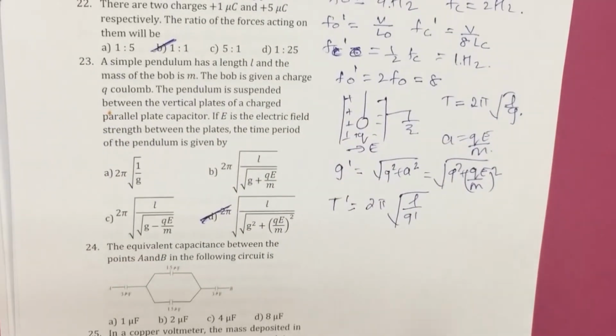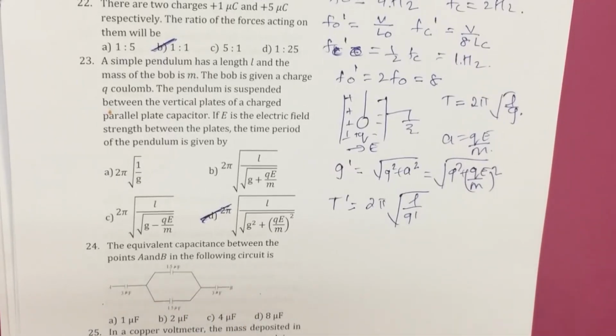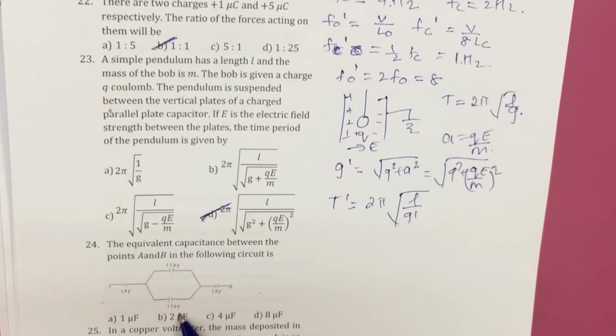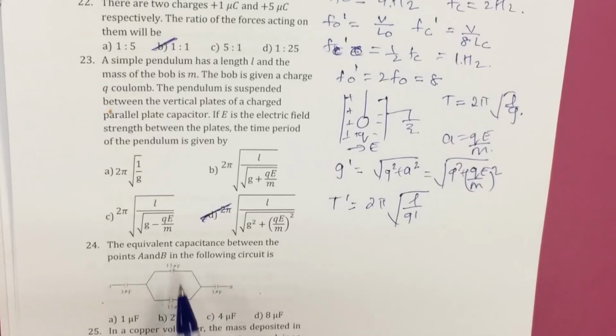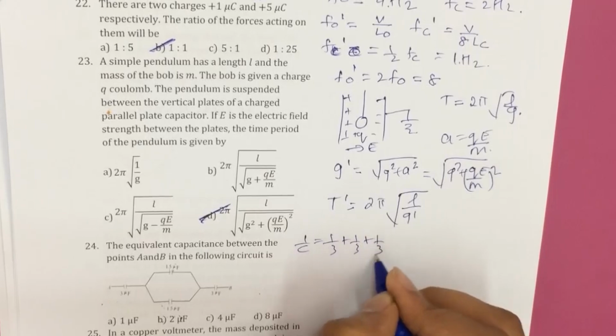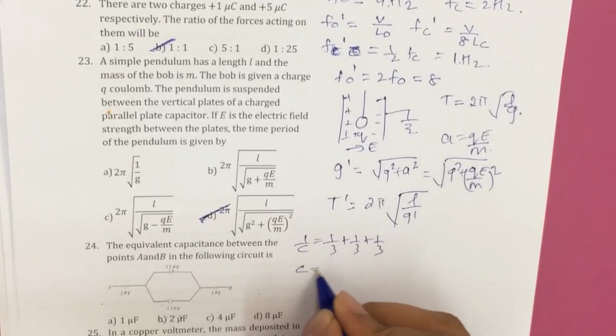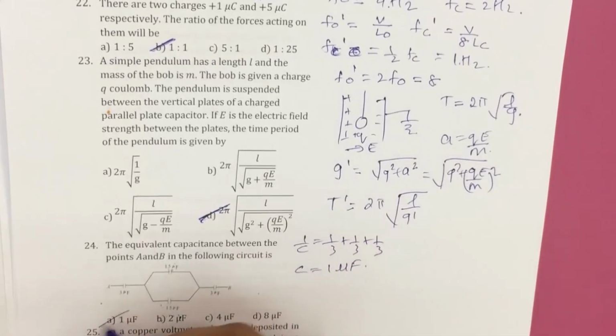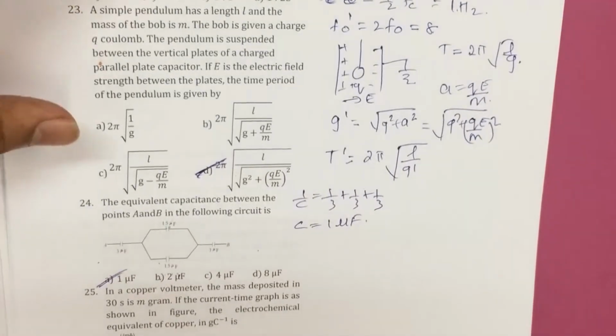Question 24. The equivalent capacities between the points A and B in the following circuits are. Now this is basically 1.5 microfarad and 1.5 microfarad in parallel. That will get added up, so 1.5 microfarad and 1.5 microfarad will become 3 microfarad. That 3 microfarad and these two are in series. So for the series combination of the 3, 1 by C will be equal to 1 by 3 plus 1 by 3 plus 1 by 3. On solving this, you will get the resultant C as 1 microfarad. So the correct answer is option A.